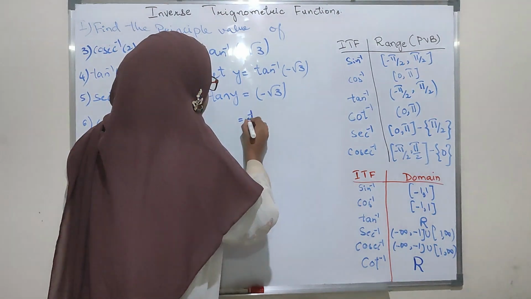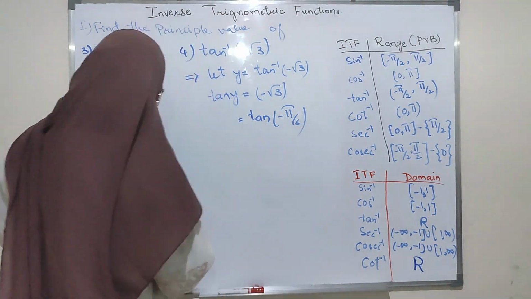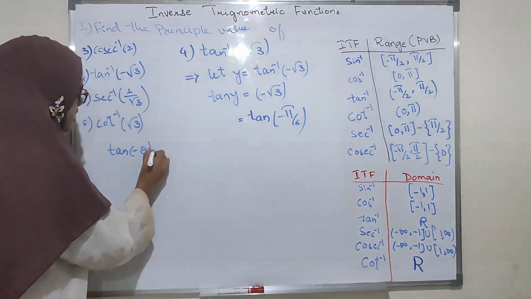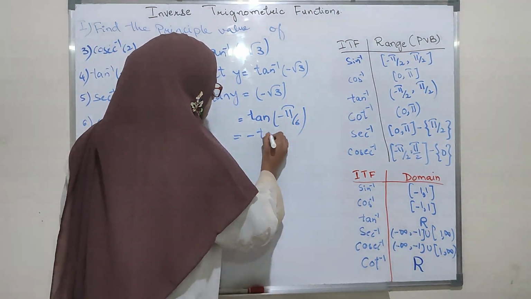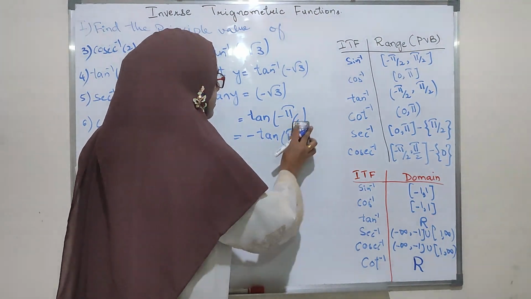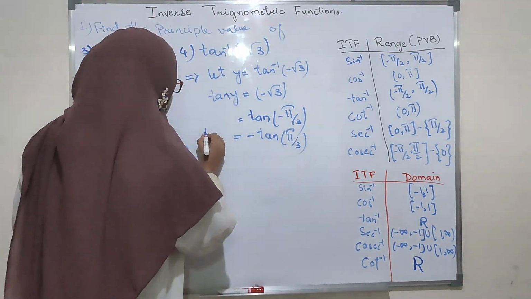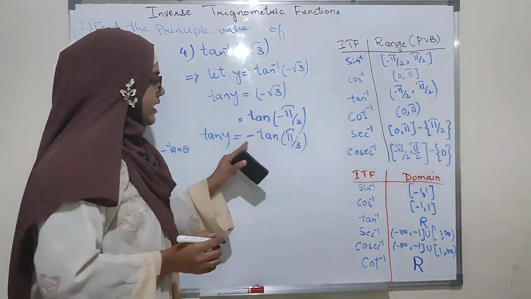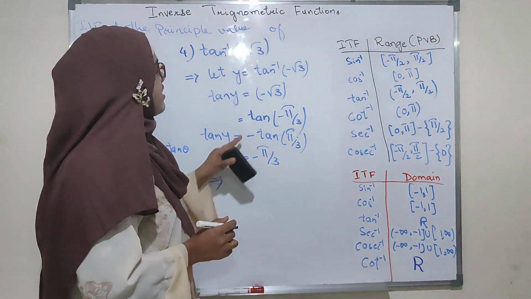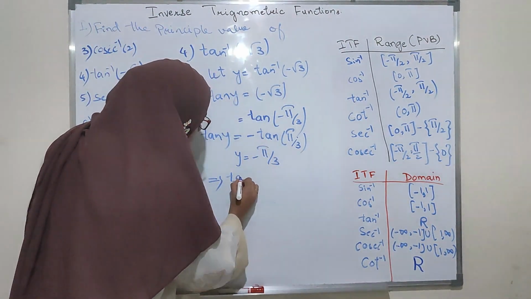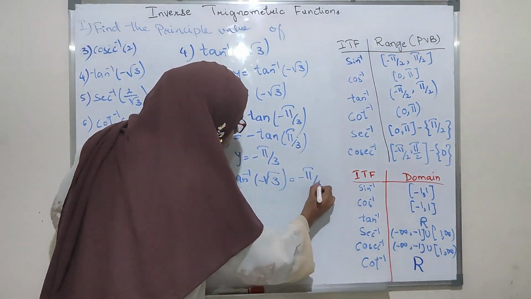So tan of minus pi by 3, and you know that tan of minus theta we can write as minus tan theta. So you can easily write it is minus tan of pi by 3, because 60 means pi by 3. So tan of y, both sides tan and tan get cancelled, y is equal to minus pi by 3. Tan inverse of minus root 3 is minus pi by 3.